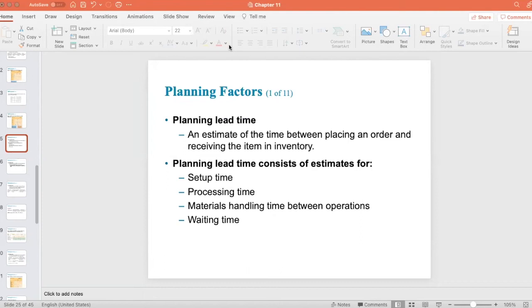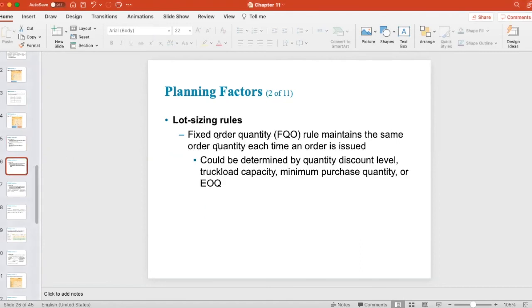So first of all, as to the lead time, as you can clearly see here, when we plan lead time, it will actually consist of estimates for setup time, processing time, materials handling time between operations, or waiting time. The text will already show us a very clear explanation about how each time may actually impact the planning lead time procedure. I won't actually repeat it. Okay, please look at the textbook carefully. All right, and then another very important dimension that I would like to emphasize, that would be the lot size rule.